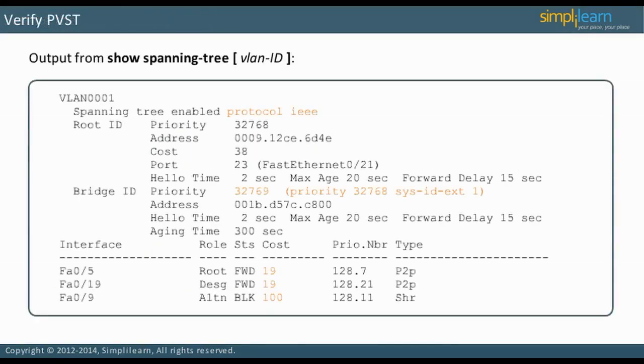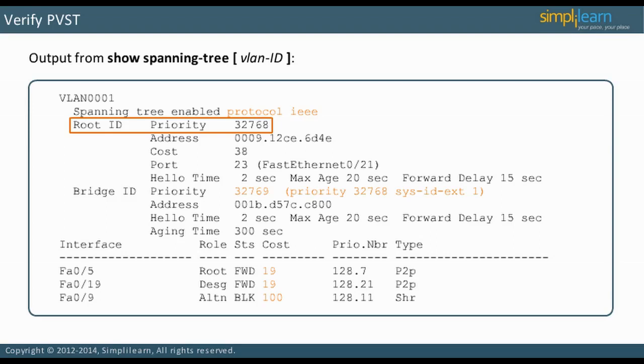The output from the show command is displayed on the slide. Take some time to review it. The output is for VLAN 1. The second line says, Spanning Tree Enabled Protocol IEEE. This means the Cisco PVST STP was configured. The next line says, Root ID. All information in this section pertains to the root bridge, not the local bridge, unless it is the same.